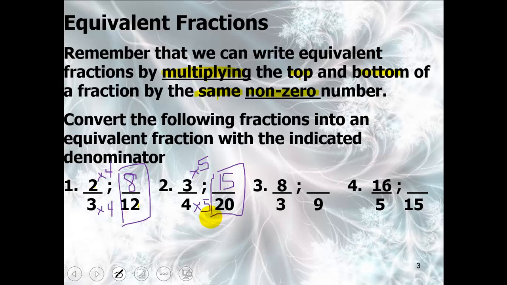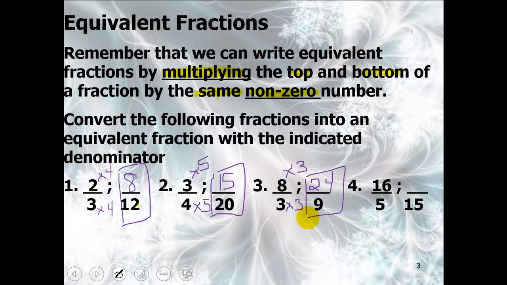All right, welcome back. For number 3, in order to rewrite 8/3 as an equivalent fraction in 9ths, I had to multiply my denominator of 3 by 3. That means I had to multiply 8 by 3, and that gave me 24/9. The equivalent fraction in 9ths is 24/9.